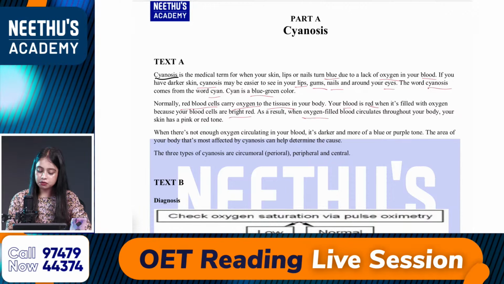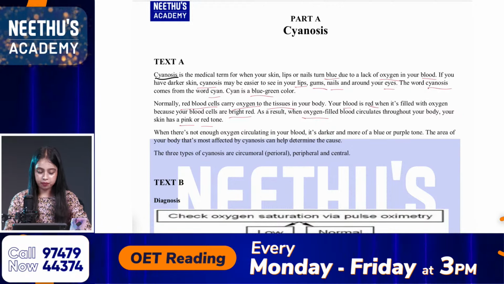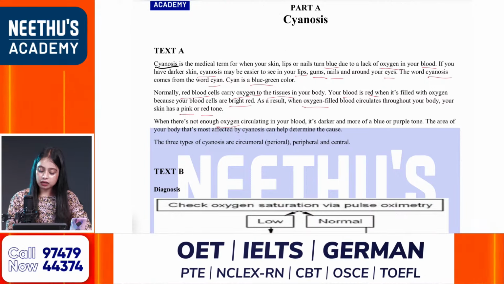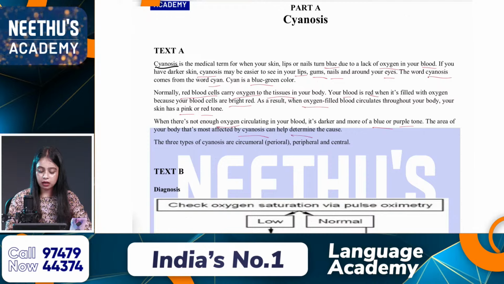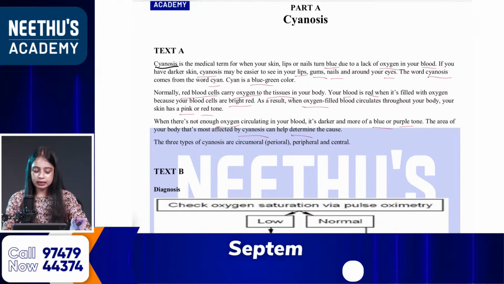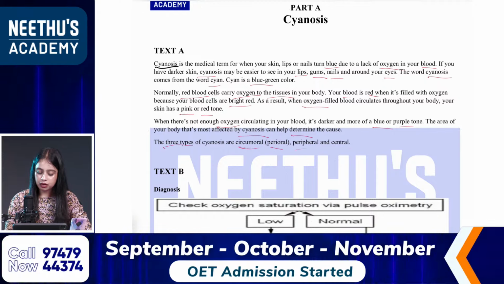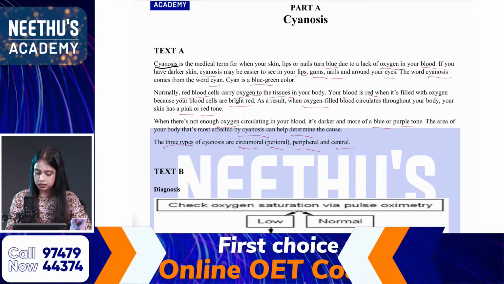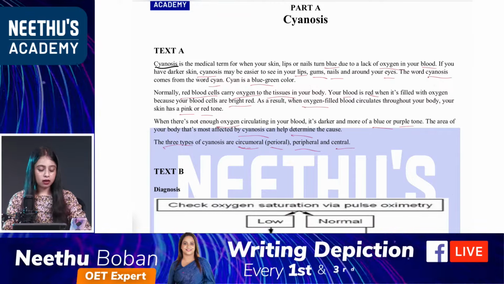As a result, when oxygen-filled blood circulates throughout your body, your skin has a pink or red tone. When there is not enough oxygen circulating in your blood, it is darker and more of a blue or purple tone. The area of your body that is most affected by cyanosis can help determine the cause. The three types of cyanosis are circumoral or perioral, peripheral, and central. So these are my keywords from text A. What about you guys? Let me know in the comment box what your keywords are so that I can correct you.